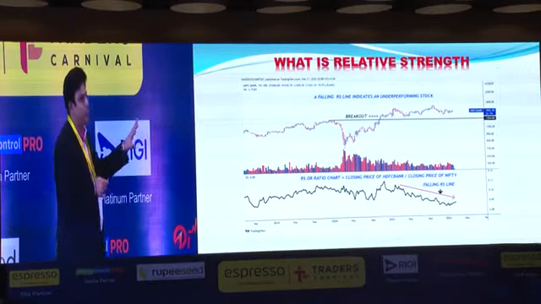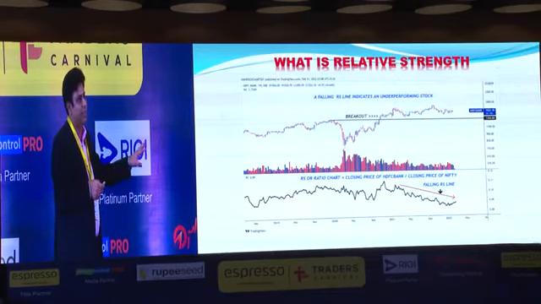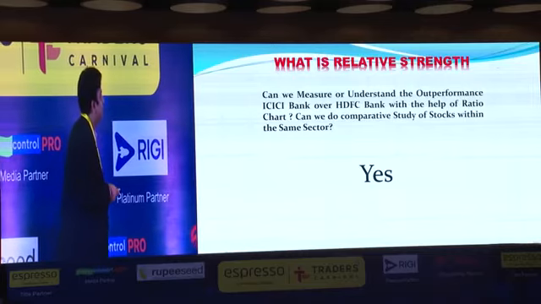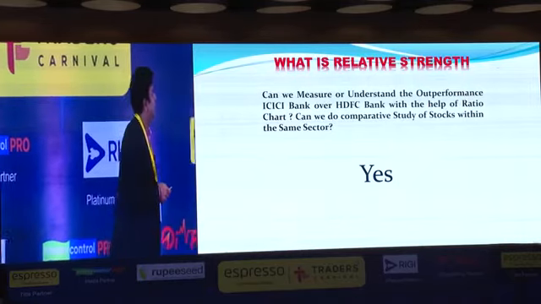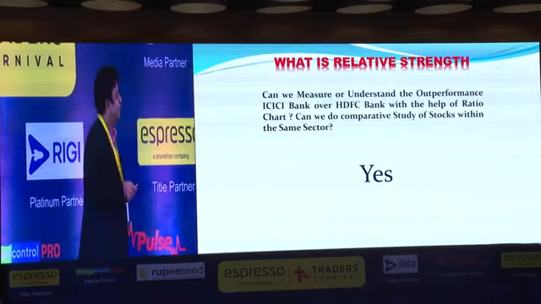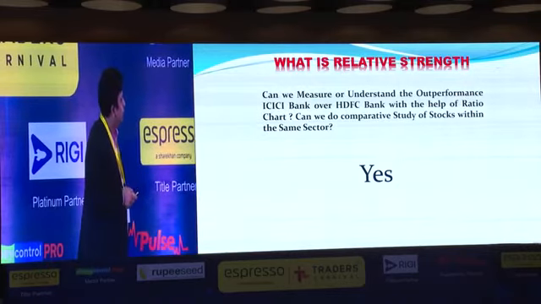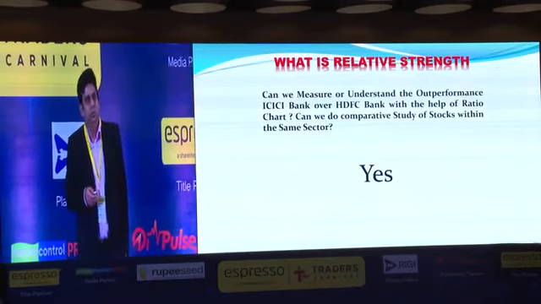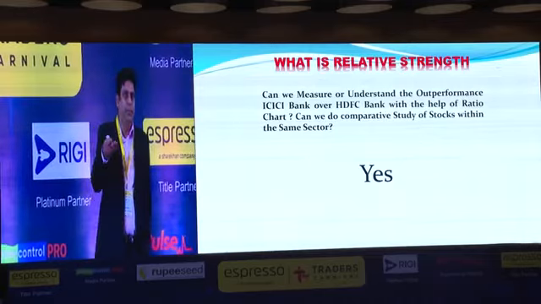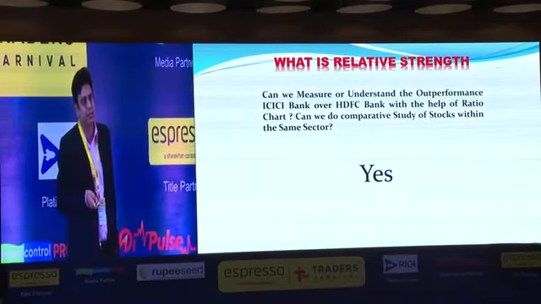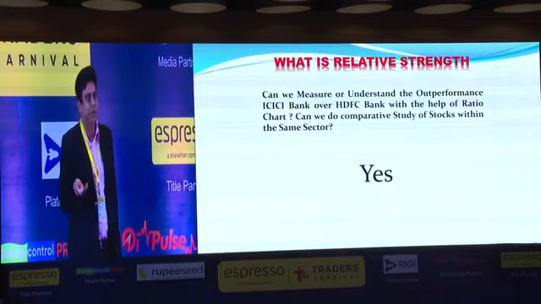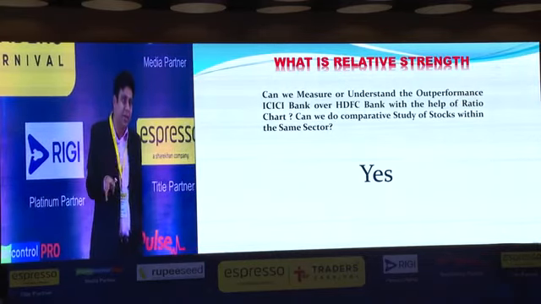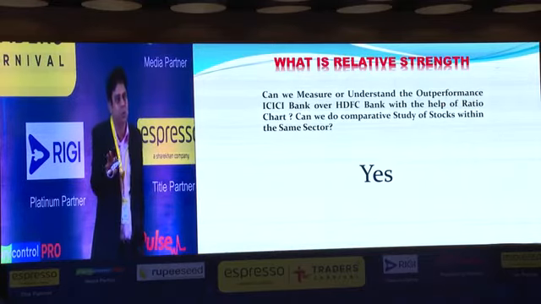I will show you this particular comparison between ICICI Bank and HDFC Bank in a different manner also. So, friends, can we measure or understand the outperformance of ICICI Bank or HDFC Bank with the help of a ratio chart? Can we do a comparative study of the stocks within the same sector? Till now, what have I told you? That we pick a stock and compare it with an index, let's say Nifty, Bank Nifty or anything. But this intra-sector comparison can be done by plotting ratio charts among the stocks also.